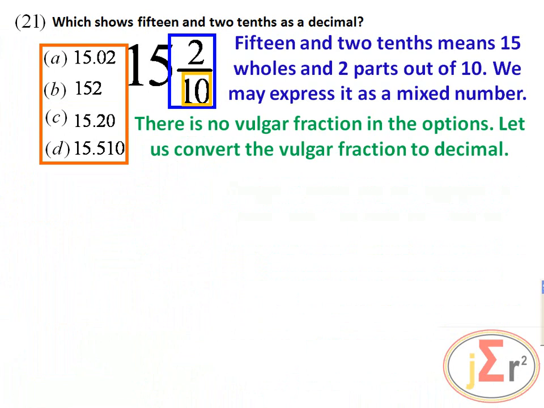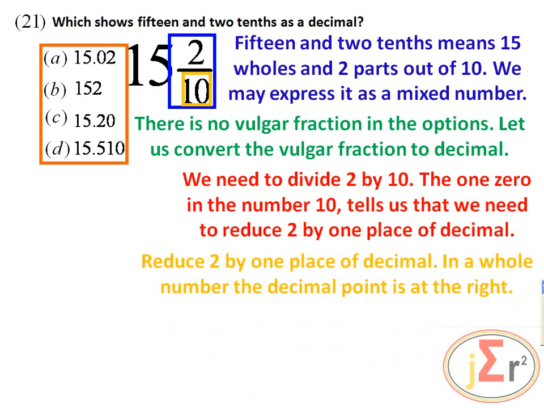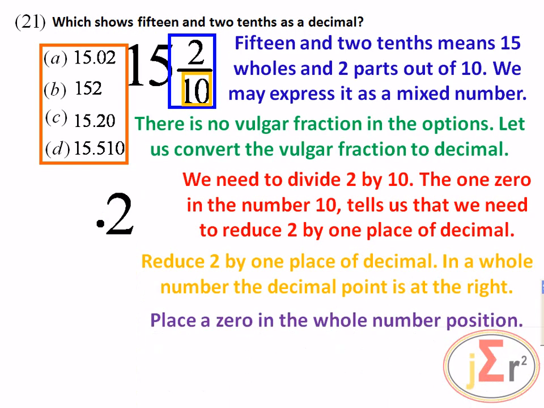So the vulgar fraction that we have there is 2/10. We need to divide 2 by 10. The 10 tells us that we need to reduce 2 by 1 place of decimal. We have done that before. In a whole number, the decimal point is at the right. So 2, the decimal point is located at the right. Reduce that by 1 place of decimal. Place a 0 in the whole number position. There it is.